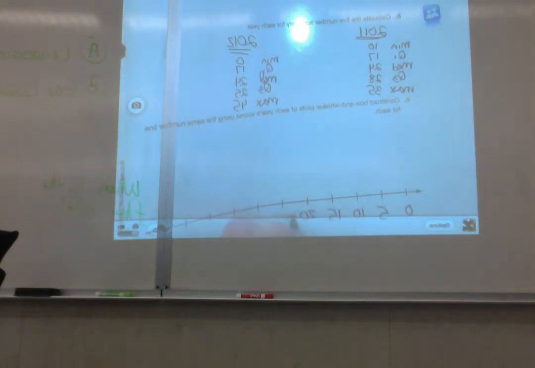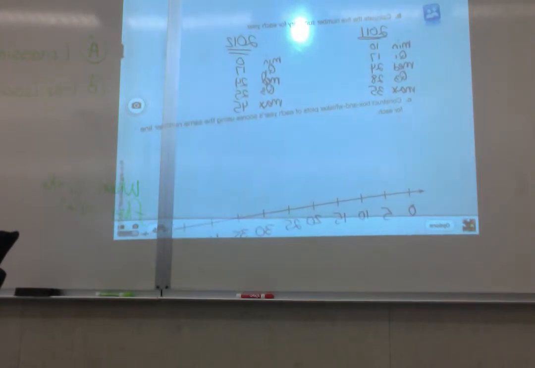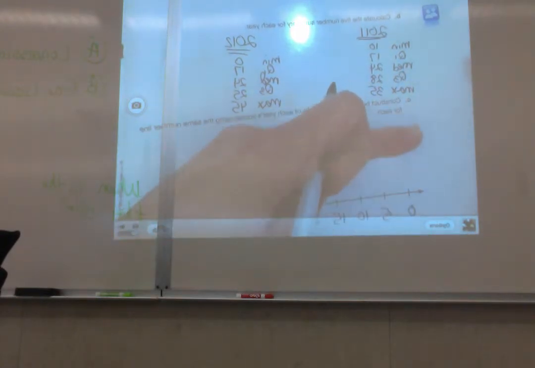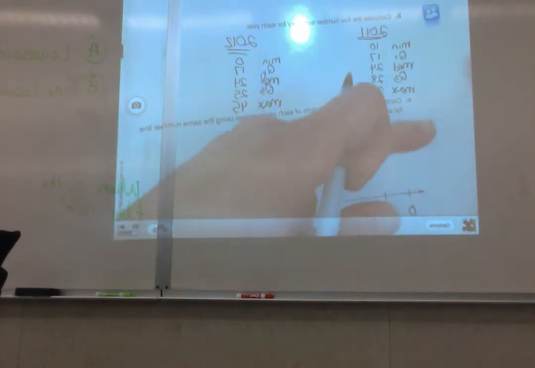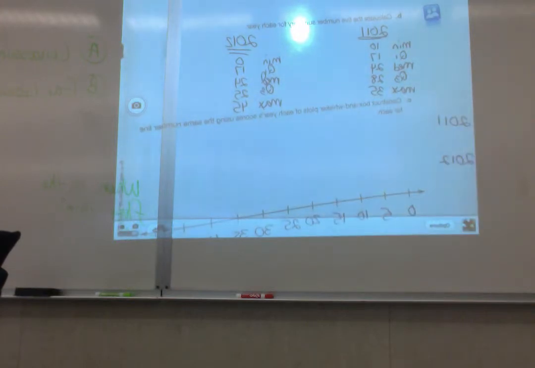You have to look at your lowest and highest, and we are putting both years on the same graph. All right, so I had to use the 0 and the 45. Now I give myself space to stack 2, and I'm going to do 2012 on the bottom, 2011 on the top.